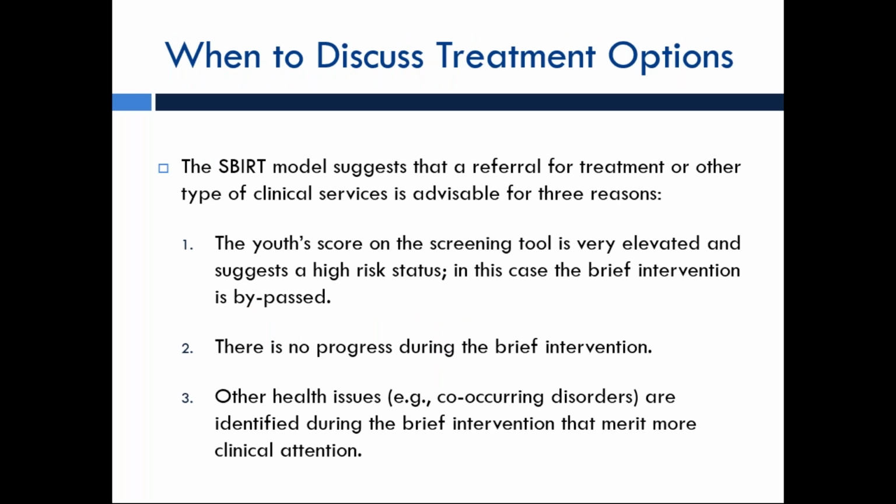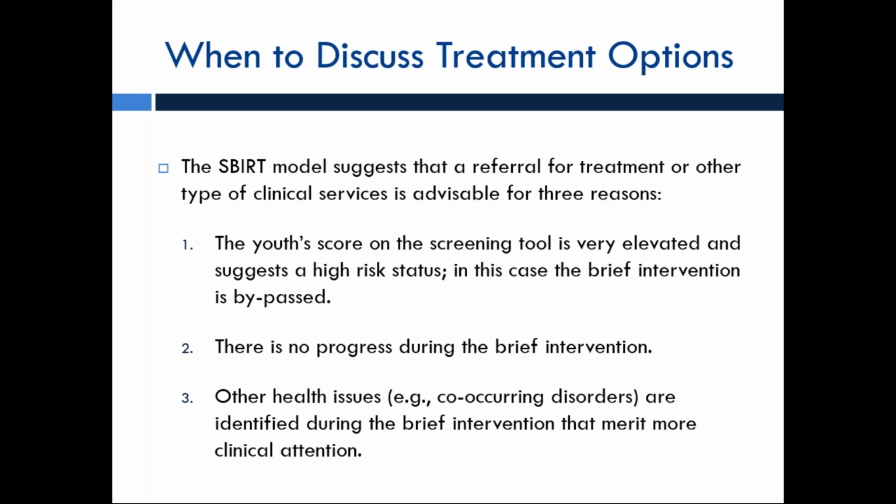Now we turn to a discussion of when a referral for treatment or other type of clinical service is advisable based on the SBIRT model. There are 3 factors to consider. Number 1, the teenager's score on the screening tool. When that is very elevated and suggests a high risk status of the person, it might be the case that a brief intervention is bypassed because the person really needs more than what a brief intervention can provide.